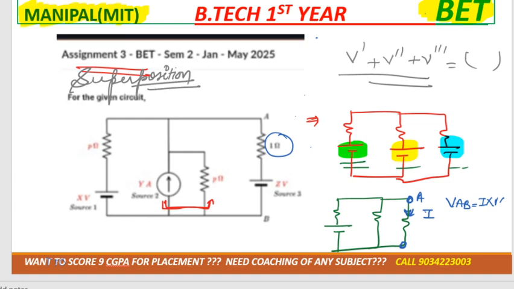Superposition theorem is easy, as you only need to apply mesh and nodal only.